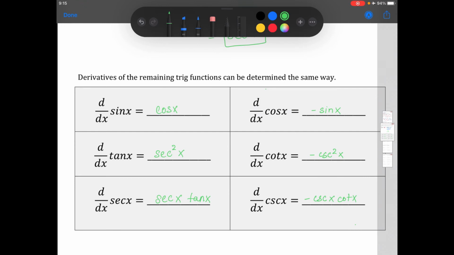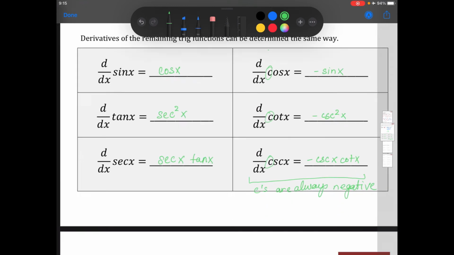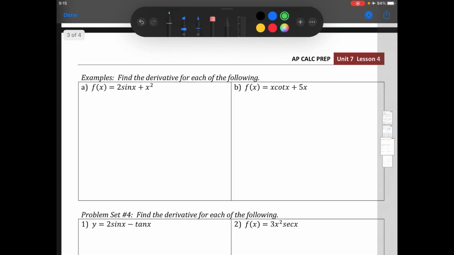I don't know if you noticed here, these functions that start with c, all my c functions are always going to be negative. So let's write that down. C's are always negative. The derivative of all the c's is always negative. That's what I mean. So that's one way of remembering it. But the other way would be just keep practicing them, write them. I would highly recommend writing all these derivatives on a piece of paper so that you have them in front of you. Okay, so let's get started with these questions.